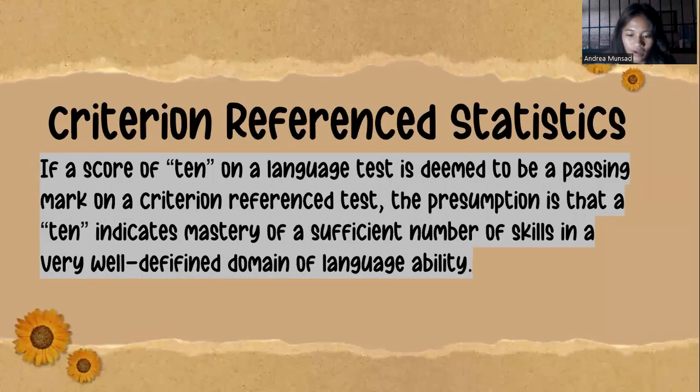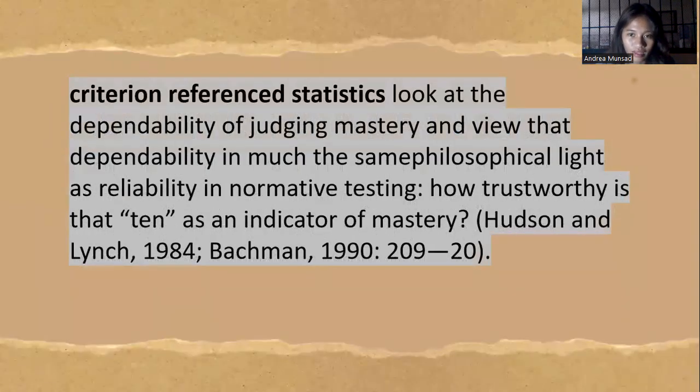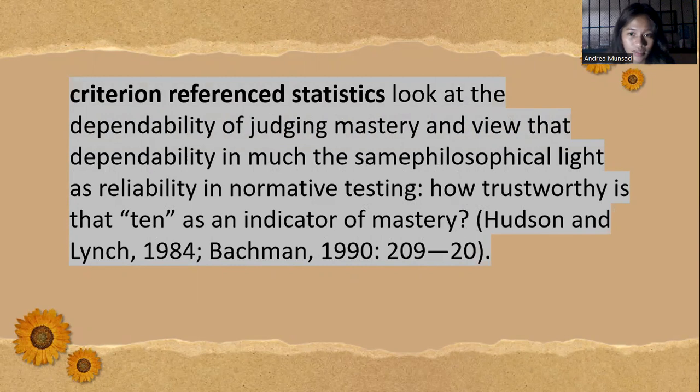If a score of 10 on a language test is deemed to be a passing mark on a criterion reference test, the presumption is that a 10 indicates mastery of a sufficient number of skills in a very well-defined domain of language ability. Unlike normative item statistics, criterion reference statistics look at the dependability of judging mastery and view that dependability in much the same philosophical light as reliability in normative testing. How trustworthy is that 10 as an indicator of mastery?